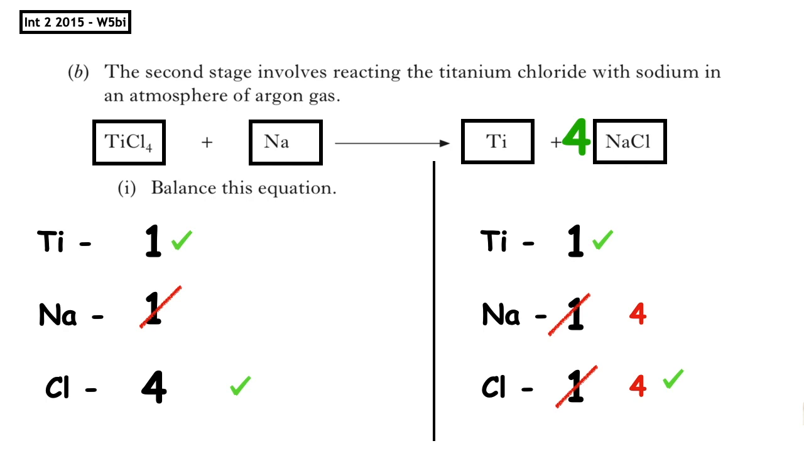Sodiums, we've got 1 on the left and 4 on the right. What do we do to 1? To get to 4, we multiply by 4. So we put a big 4 in front of the sodium. This means that our equation is balanced.